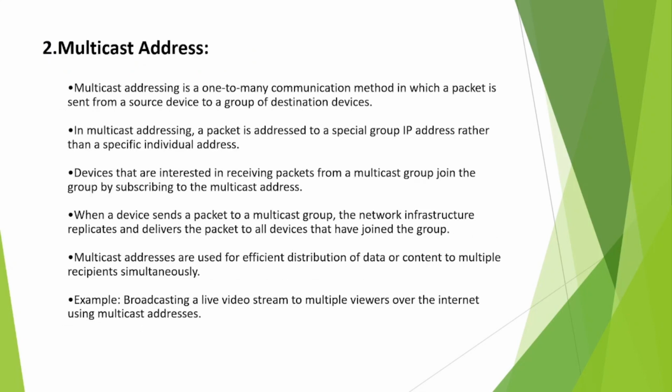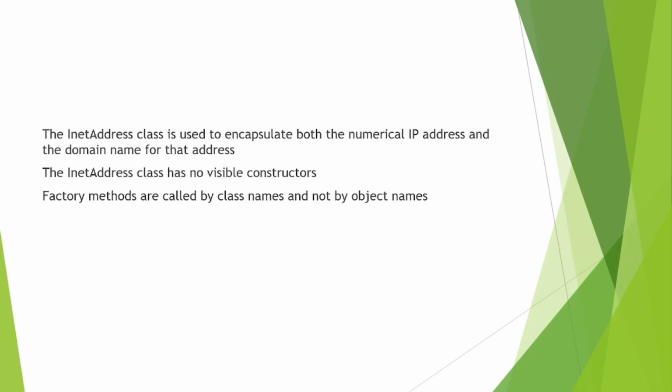Multicast address, on the other side, is a one-to-many communication method in which a packet is sent from a source device to a group of destination devices. Example: broadcasting a live video stream to multiple viewers over the internet using a multicast address.